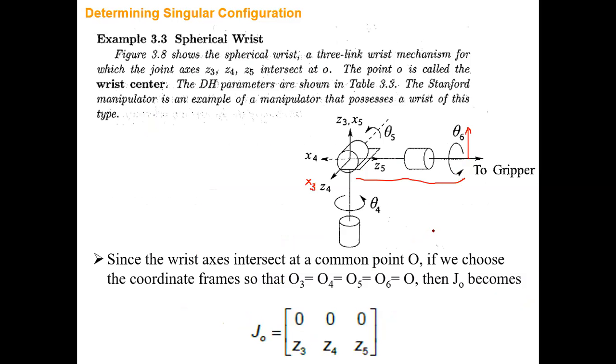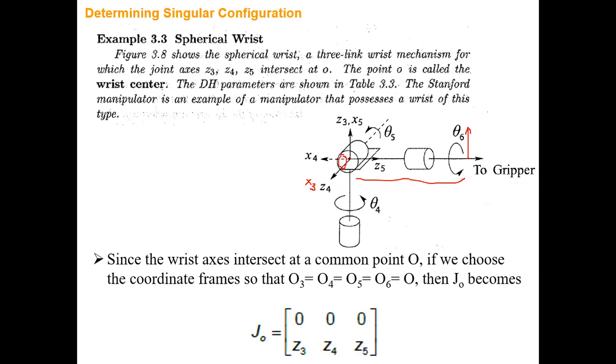Now I'm going to make a further assumption, because I want to make my life easy. As you can see here in this wrist, all the coordinate systems intersect at a common point O. Let me call this point O here. This point is common for these. All of the coordinate systems are at the same point O.